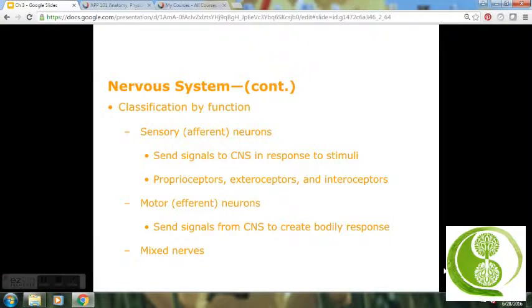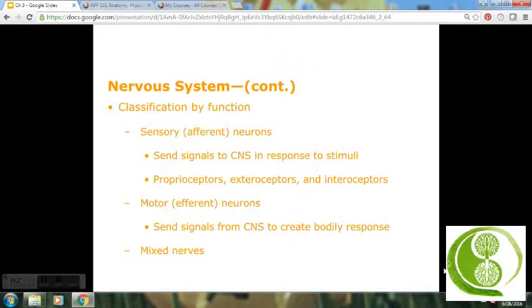Okay, so now we go into classification by function. There's many types of nerves that monitor, integrate, and respond to external and internal stimuli and changes occurring within the body. The functional classes of nerve cells separate them into two separate groups. You have the sensory or afferent neurons and the motor or efferent neurons.